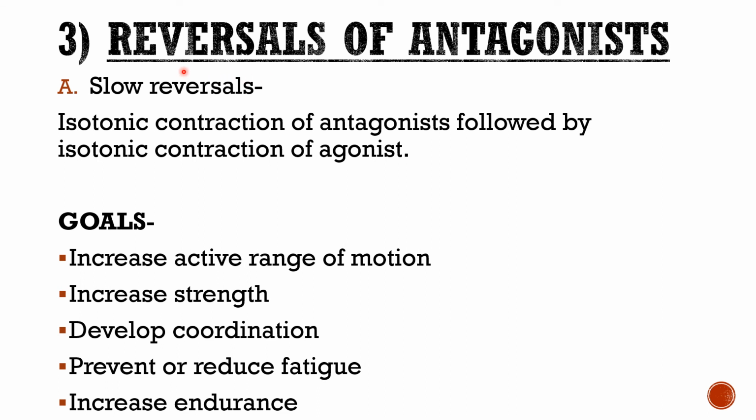The third technique is reversals of antagonists, and it further includes three types. The first is slow reversals. In this, we will do first isotonic contraction of antagonist and then isotonic contraction of agonists. Why do we do slow reversals? So we do it to increase the active range of motion, increase the strength or endurance, develop coordination, and prevent or reduce fatigue.